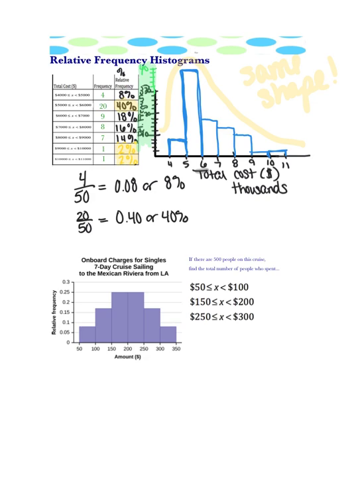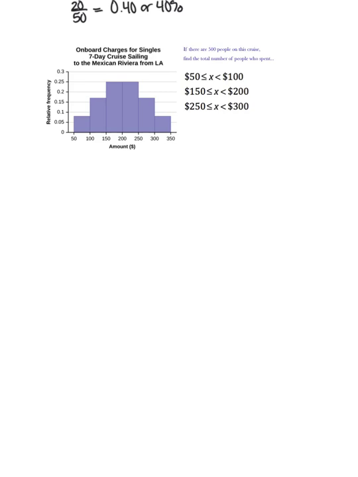All right, so for my last example, I've got a relative frequency histogram. You can see right here where it says relative frequency, it tells me that these are percentages. And notice these percentages are not in percent, they're in the decimal form of the percent. So when you see these bars that go up to 0.25, that's 25%. These represent onboard charges for singles on a 7-day cruise sailing to the Mexican Riviera from Los Angeles.